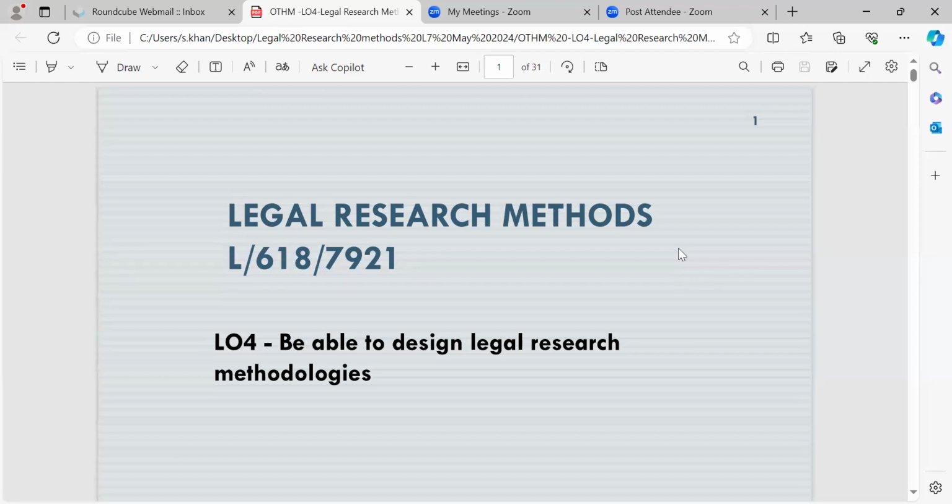Then we looked at Learning Outcome 3 in regards to legal research methods. We looked at being able to critically review literature relevant to a legal topic. We looked at things like the theoretical approaches we'll be using, because here you will be producing a literature review, and you will have an organized, systematic way of doing that.